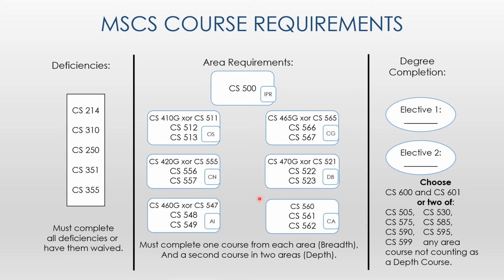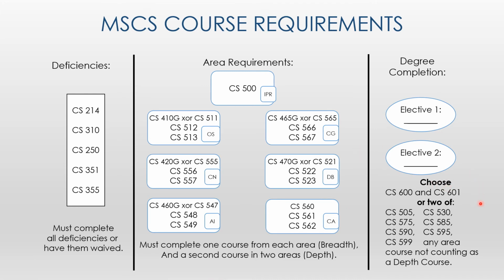So if you say, I really like artificial intelligence, just pick that one. I take 460G as my core. I take 548 as my depth, and 549 can count over here as an elective. That's no problem. Again, as long as you got a second area for a depth course, you can take the third course as an elective.